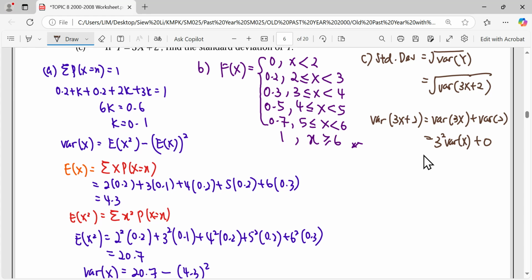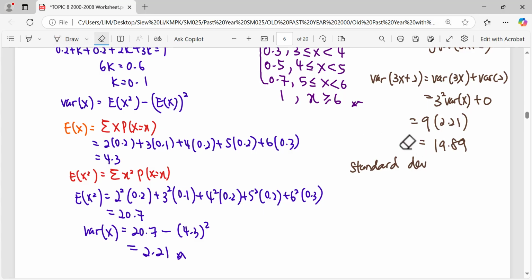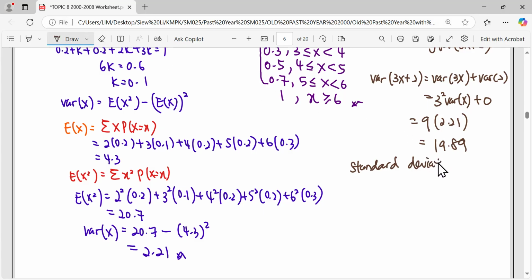So substitute our variance from just now. Our variance is 2.21. So 9 times 2.21 is equal to 19.89. Therefore, the standard deviation will be the square root of 19.89, which is 4.46. Alright, so that will be our answer. That's all for this.